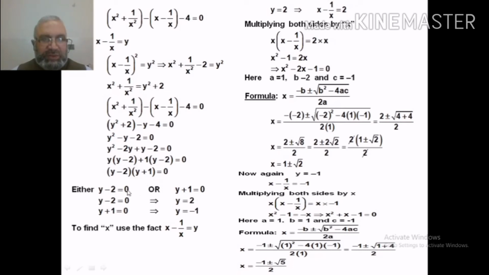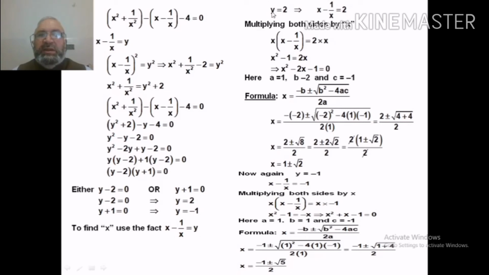Either y minus 2 equal to 0 or y plus 1 is equal to 0. So y minus 2 is equal to 0 means y is equal to 2, and y plus 1 equal to 0, transforming 1 to the right hand side, we get y is minus 1. Two values, y is 2 and y is minus 1. Again, getting the value of the original variable x, by back substitution we can find the value of x. Back substitution is x minus 1 over x is y.